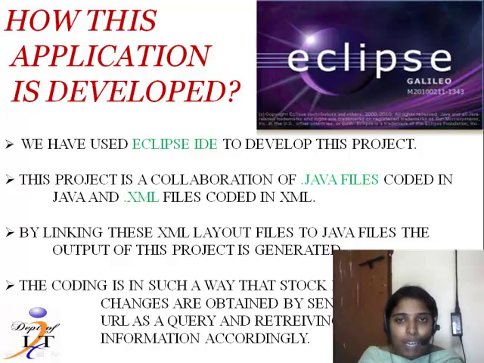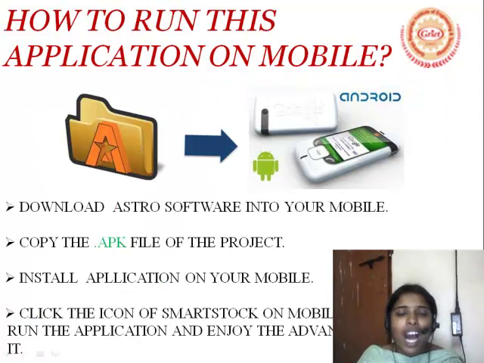We have used Eclipse IDE to develop this project. This project is a collaboration of .java files coded in Java and .xml files coded in XML. By linking these XML layout files to Java files, the output of the project is generated. How to run this application? Download Astro software onto your mobile, copy the .apk file, and install the application on your mobile.